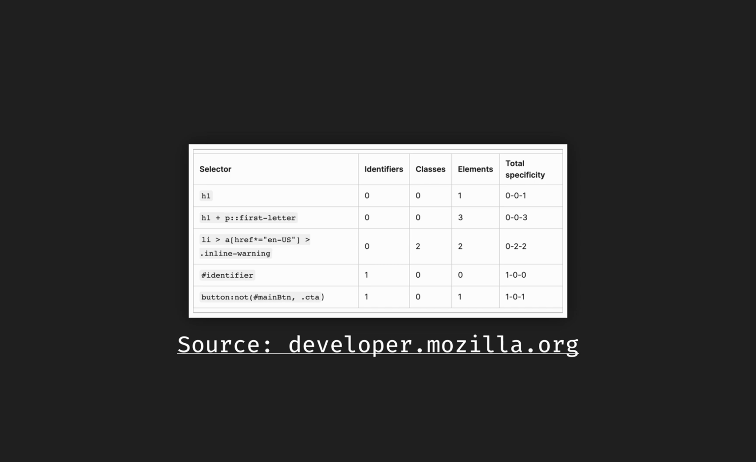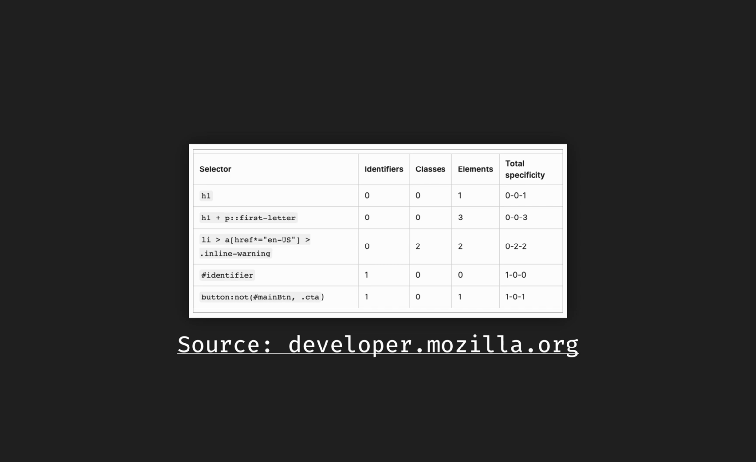For a selector that just has H1, that is an element, so that is just 1. Then the second example, we have 3 elements, so that is 3. The third example, we have 2 classes, 2 elements, which is 22. Then the fourth example, we have 1 identifier, that is like 100. So just having 1 identifier is greater than all the ones we have seen before that. Then the fifth one, we have 1 identifier and 1 element.